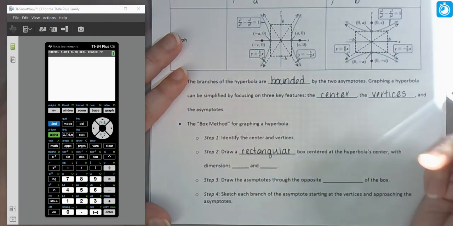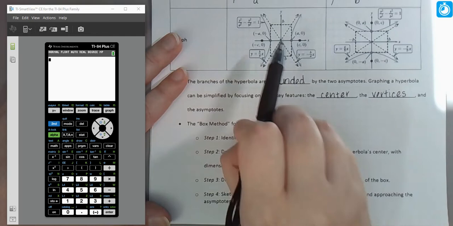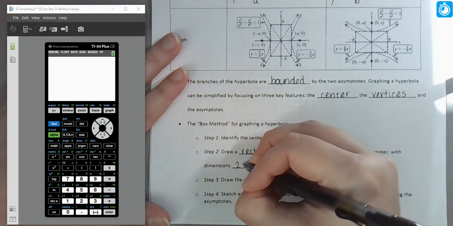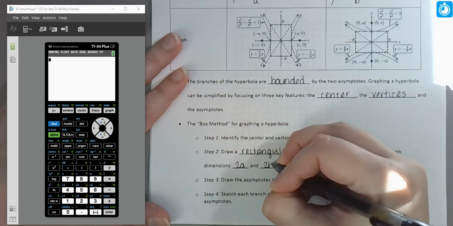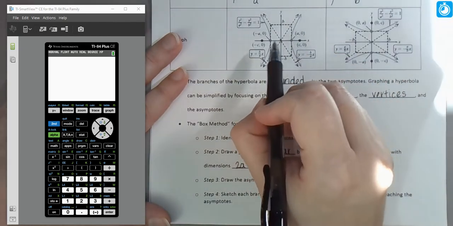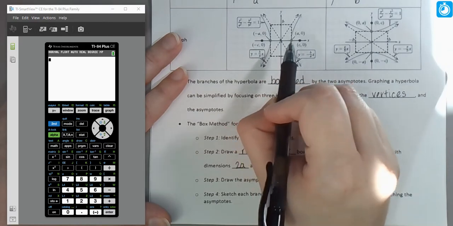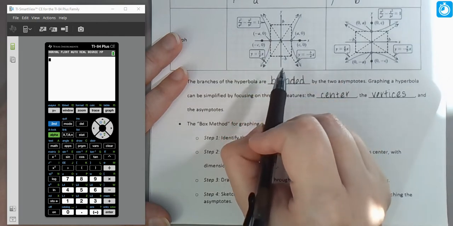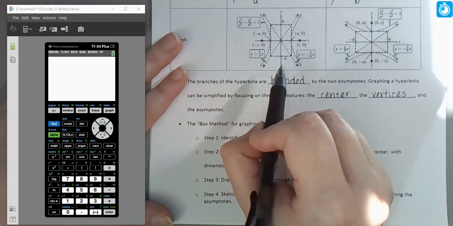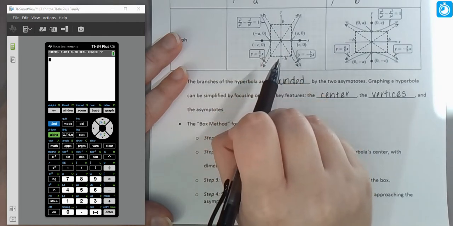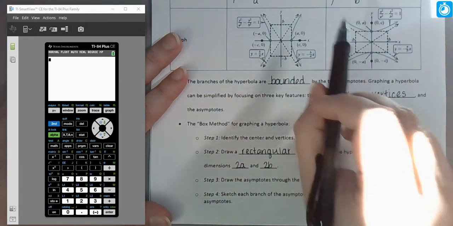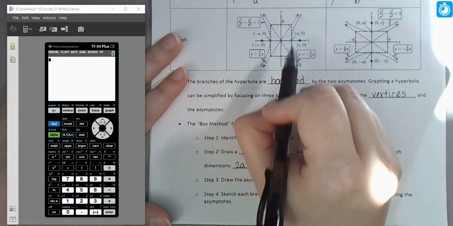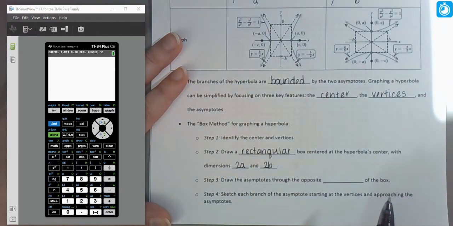And then the next step is to draw a rectangular box with a particular size. It's going to be centered at the very center of the graph, and it's going to have dimensions 2a and 2b. So 2a represents the distance from one vertex to the next, and 2b is going to give us the vertical distance. Just like having the major versus the minor axis gives us something horizontal versus vertical, or vice versa. Having these two values is going to give us essentially the structure for how we graph those asymptotes.